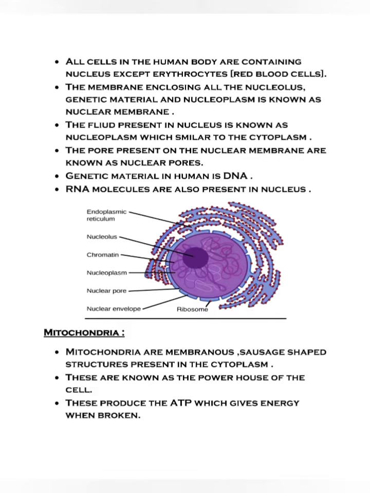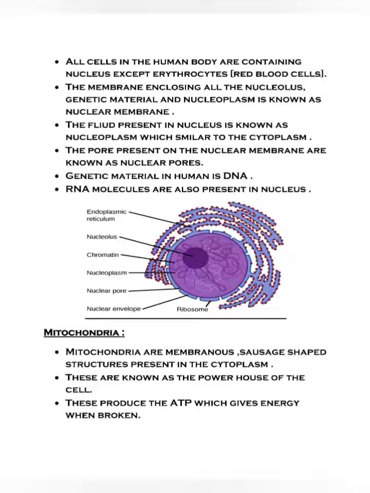The membrane enclosing the nucleolus, genetic material and nucleoplasm is known as the nuclear membrane. That means the outer layer of the nucleus is known as the nuclear membrane. The fluid present in the nucleus is known as nucleoplasm, which is similar to the cytoplasm. The pores present on the nuclear membrane are known as nuclear pores. Genetic material in humans is DNA. The RNA molecules are also present in the nucleus, like mRNA, tRNA, etc.